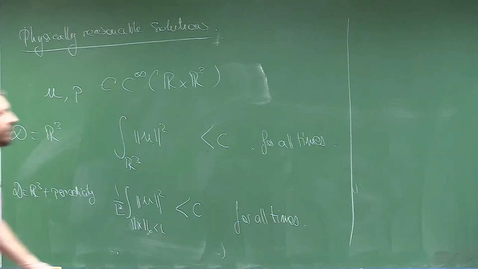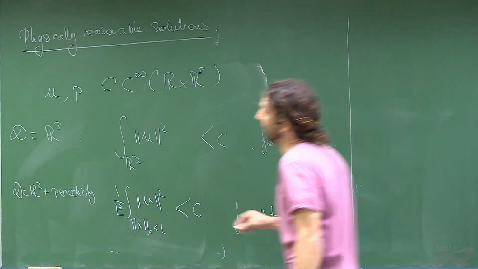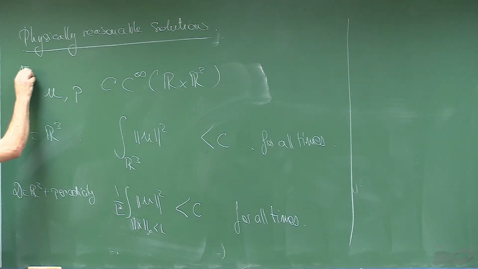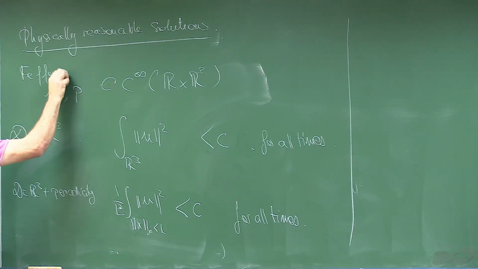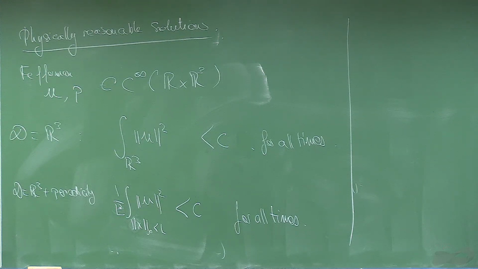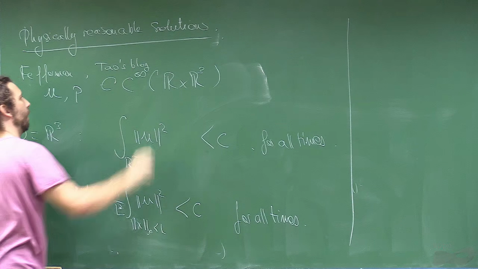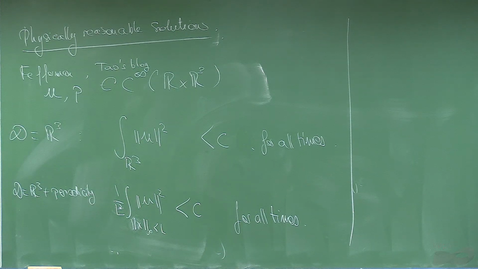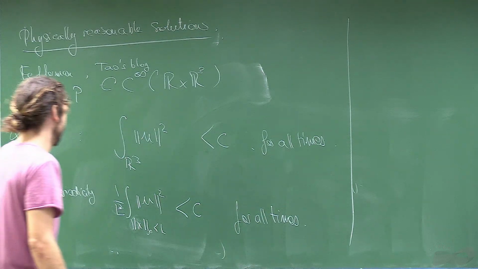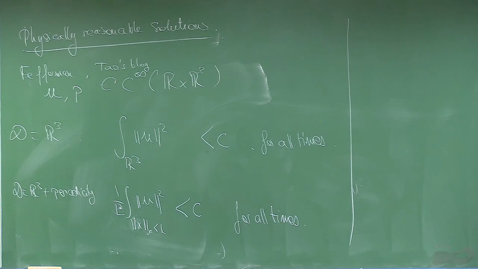And so for those interested, I can only recommend the paper by Fefferman on the Clay website, and also there is a blog post by Tao. The post is why global regularity is hard. So if you want to know more about these questions, just go and check that. So that's basically the framework in which we are working.